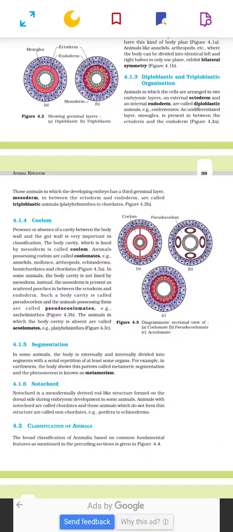So, in some animals, the body cavity is not lined by mesoderm. Instead, the mesoderm is present as scattered pouches in between the ectoderm and the endoderm. Such a body cavity is called a pseudocoelom, and the animals possessing them are called pseudocoelomates. For example, Aschelminthes. The animals in which the body cavity is absent are called acoelomates. For example, Platyhelminthes.